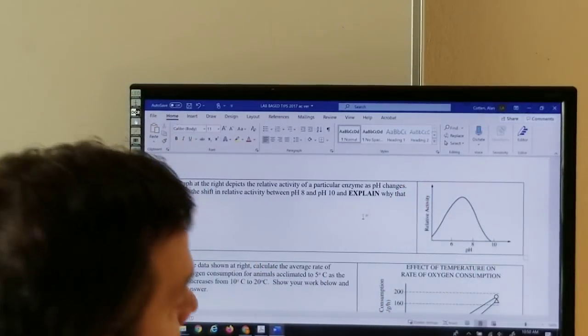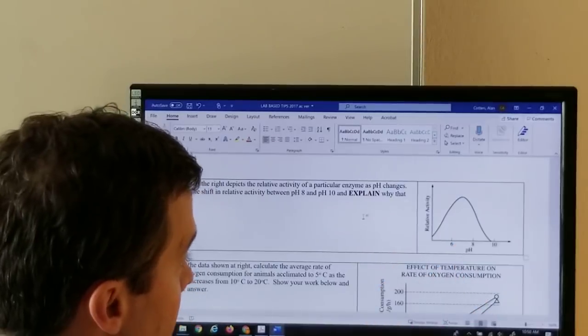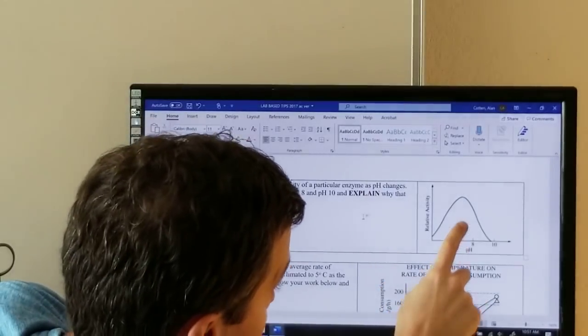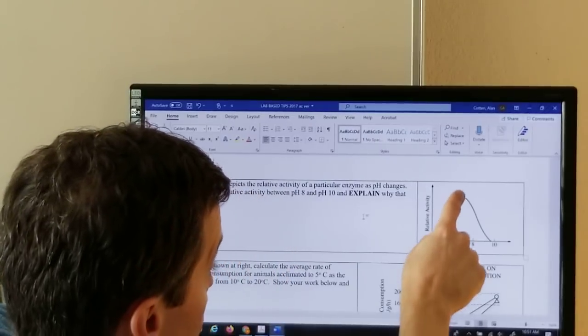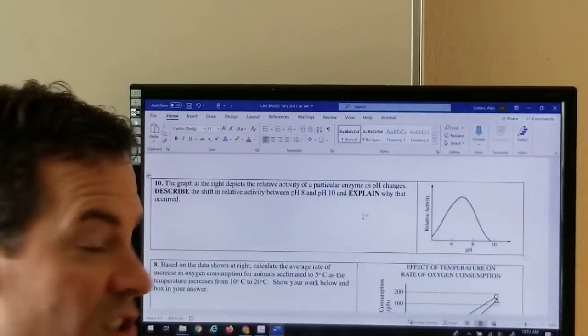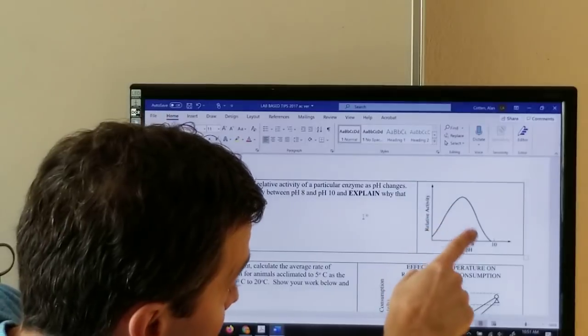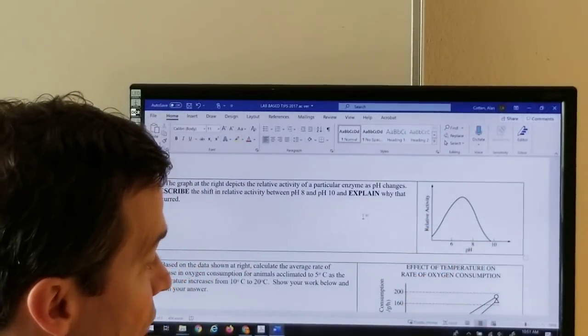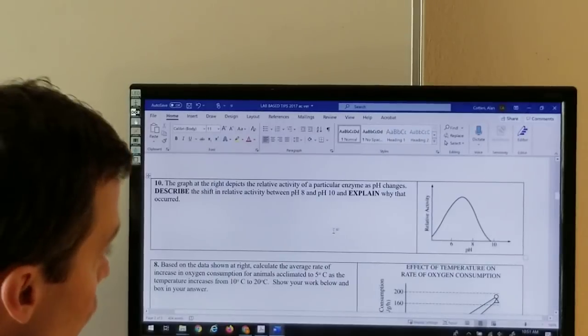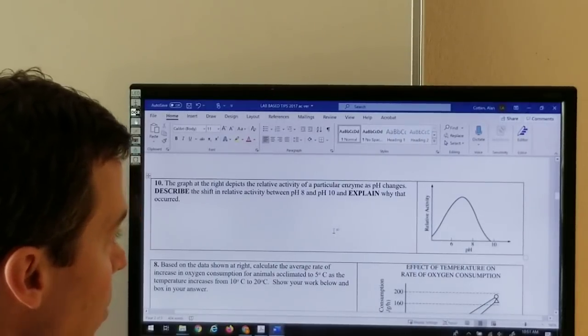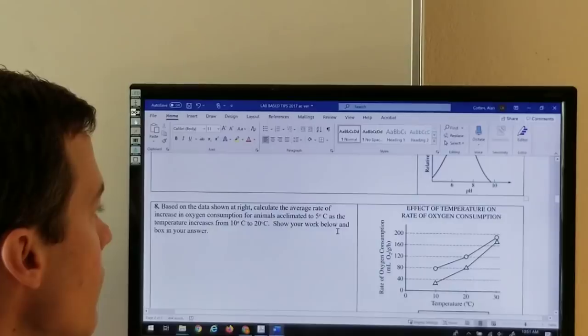Explain why. All right, why did this happen? Well, if it's an enzyme, looks like the ideal pH is somewhere around 7, and it looks like after that, if you go below that or above it, it risks denaturing, and it looks like it's totally denatured by the time you get to like 9.5, 9.7 pH, whatever that is. So describe a graph is what is it doing? Explain is then like tell me biology.